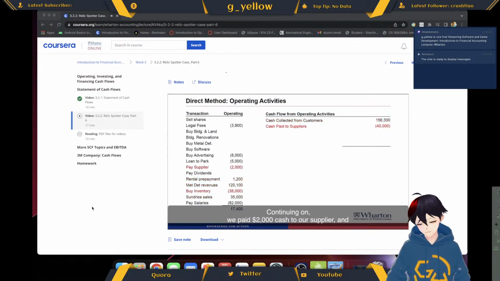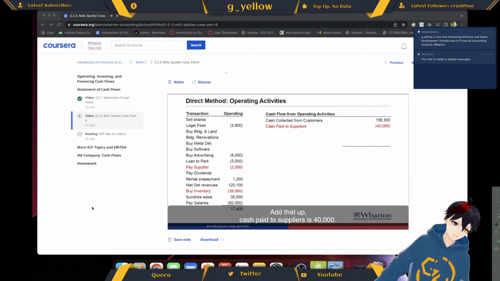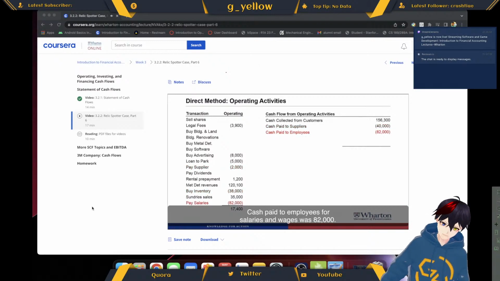Continuing on, we paid $2,000 cash to our supplier, and we bought an additional $38,000 of inventory with cash. Add that up, cash paid to suppliers is $40,000. Cash paid to employees for salaries and wages was $82,000. Cash paid for short-term loans was $5,000.